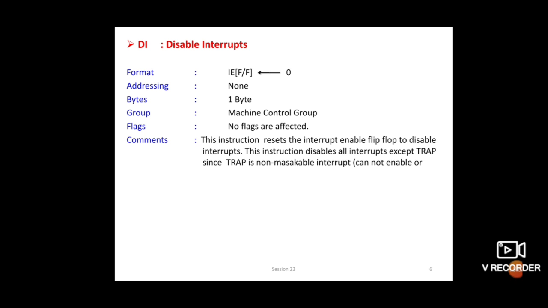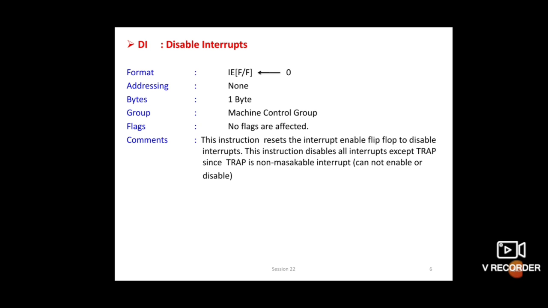So this instruction resets the interrupt enable flip-flop to disable interrupts, and this instruction disables all interrupts except TRAP. TRAP is a non-maskable interrupt, it cannot be enabled or disabled. You know about non-maskable and maskable interrupts. Already we have seen in previous videos, in the hardware interrupts.